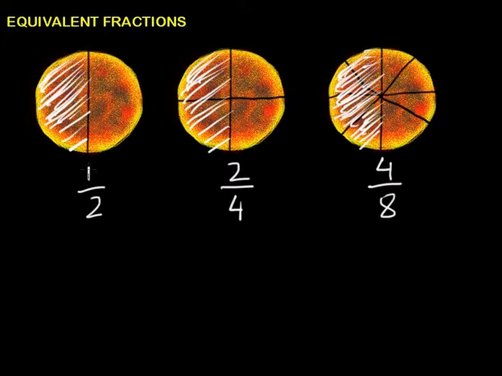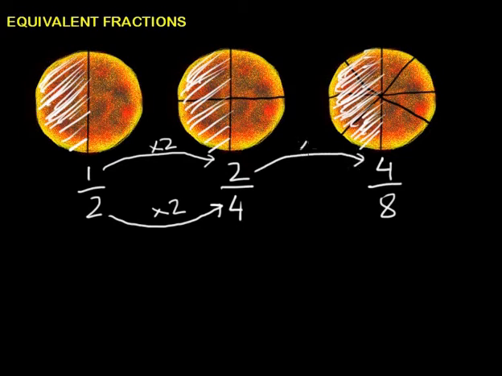As you can see, the numerator of this fraction is 1 and the denominator is 2. And once the numerator goes from 1 to 2, it has been multiplied by 2. Also, the denominator is multiplied by 2 to give us 4. And likewise, in the next case, 2 has been multiplied by 2 to give us 4, and 4 has also been multiplied by 2 to give us 8.